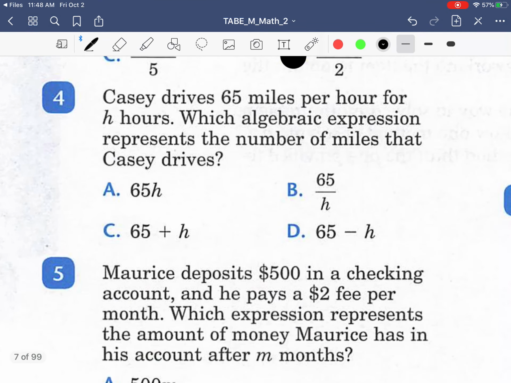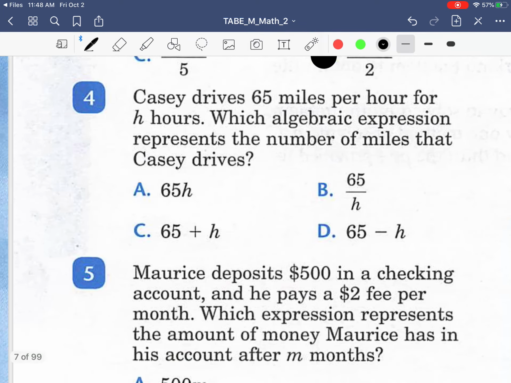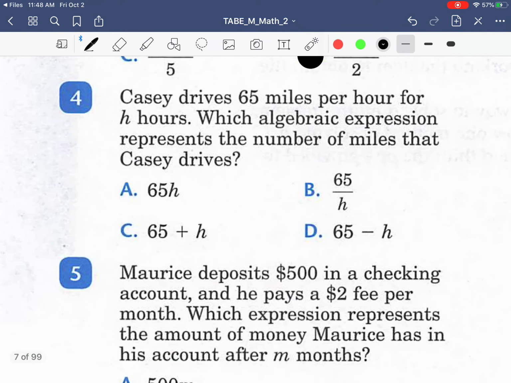Number 4. Casey drives 60 miles per hour for H hours. Which algebraic expression represents the number of miles that Casey drives? So the miles are 65 times the number of hours.